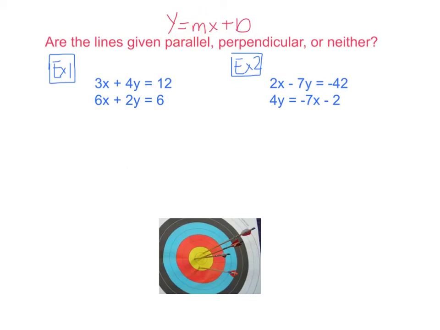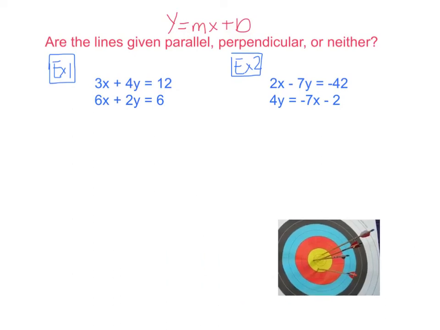Well, here's the bad news. These two equations are not in slope-intercept form. They're in standard form. So if I'm going to take care of this problem, I'm going to need to take 3x plus 4y equals 12, and I'm going to have to get that y alone. So let's go ahead and do that. That'll be my first step.